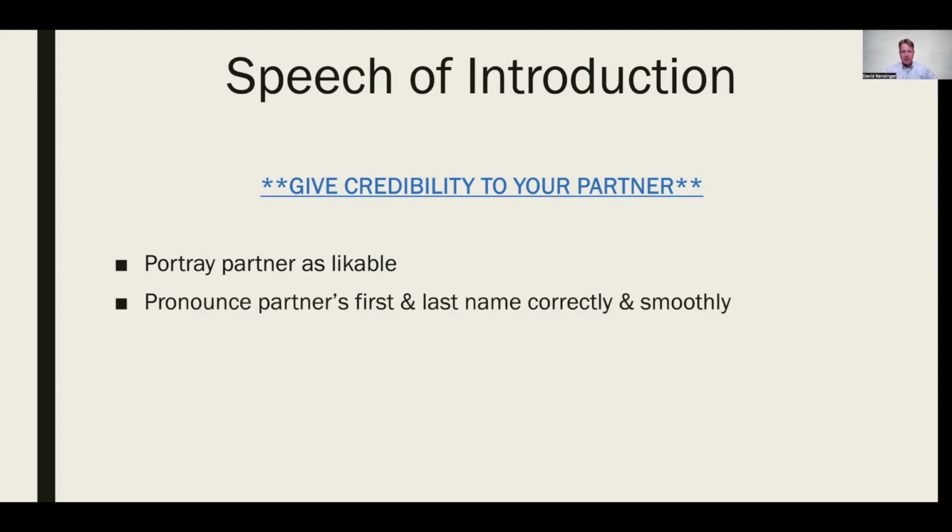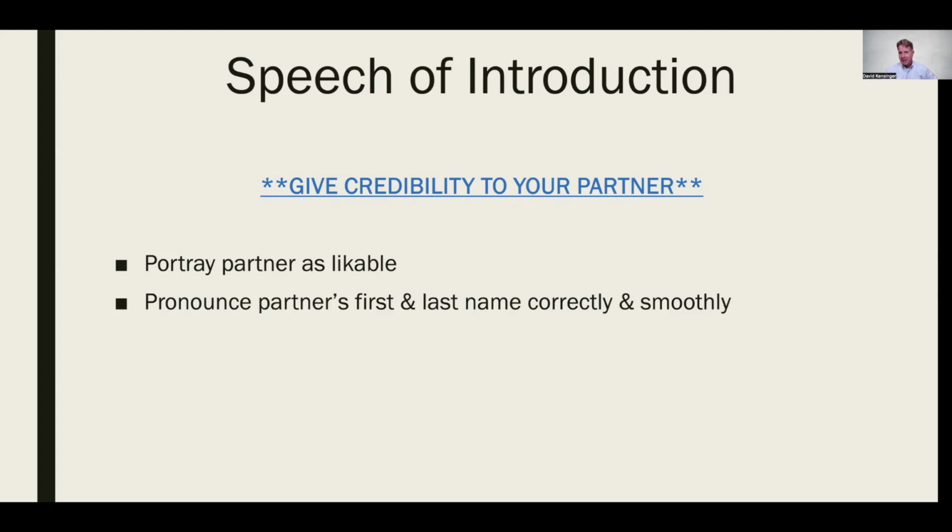Like we just mentioned, pronounce your partner's first and last name correctly and smoothly. Their first and last name should roll off of your tongue like butter, like you've known them your whole life. That, by the way, is giving them true credibility as well. And you're giving them credit, showing that you respect their name and you know your partner quite well also.